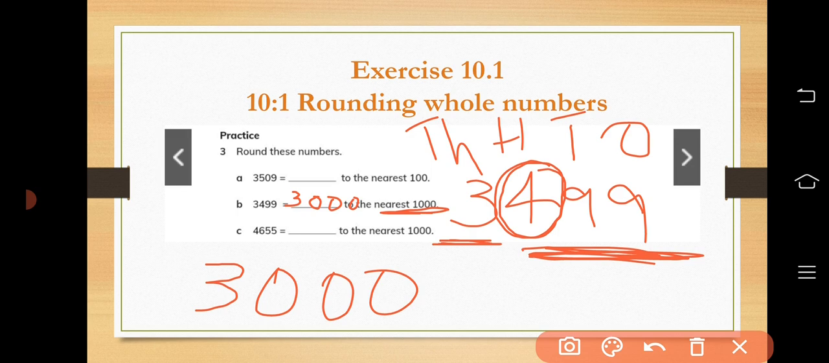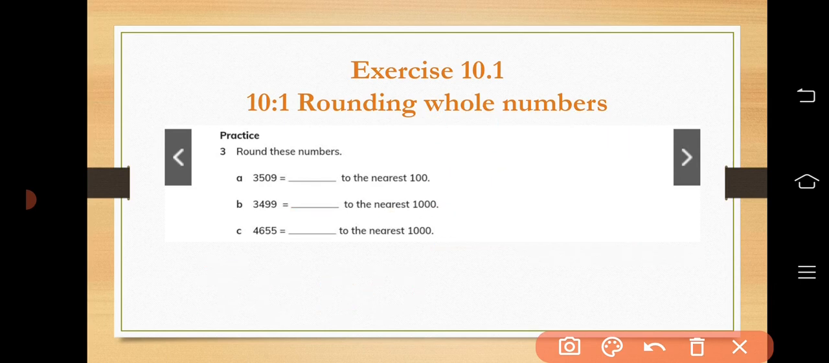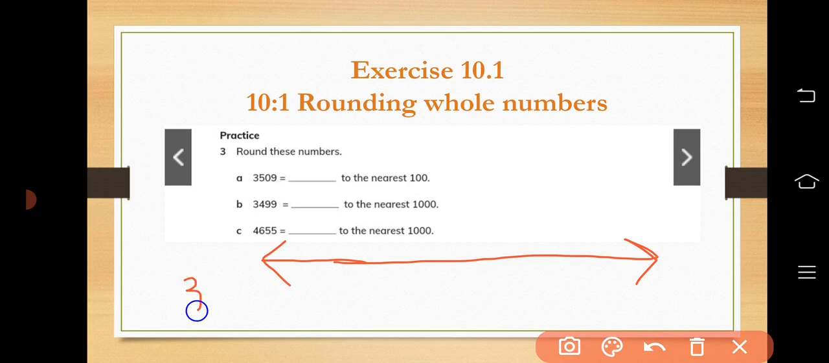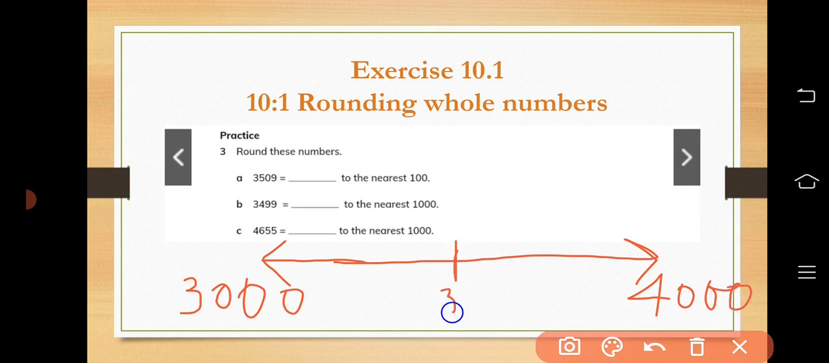You can also use the concept of number line like this. Here you see that this 3499 number is lying between 3000 and 4000, and the midpoint of these both numbers is 3500. Now here you see that 3499 is lying here.